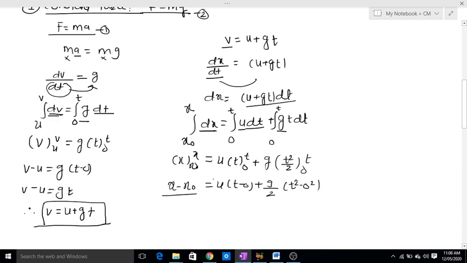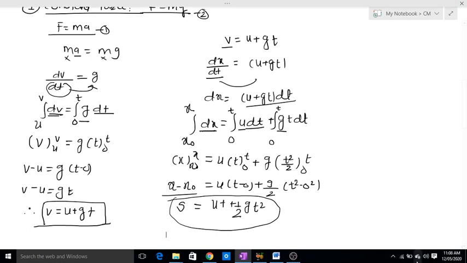This is the change in position. You can write the symbol s, that is the displacement: s equals ut plus half g into t square. This is the second kinematic equation. Now, we have to see the third one.